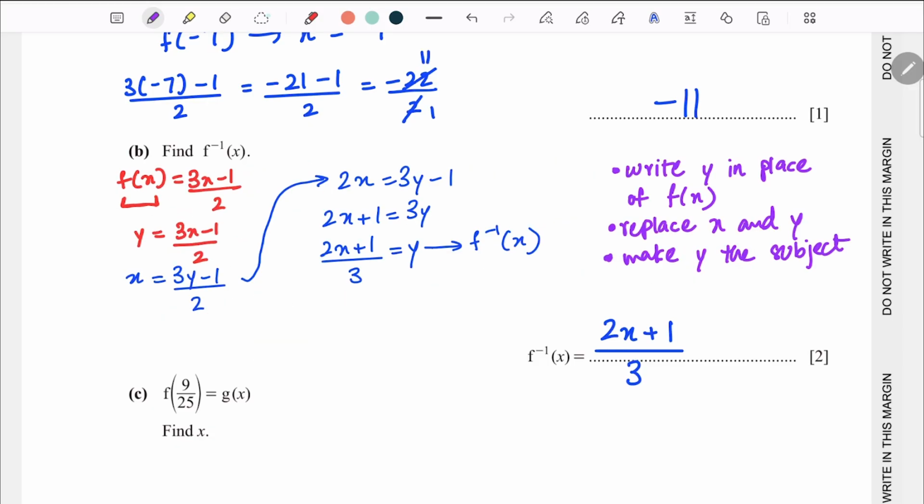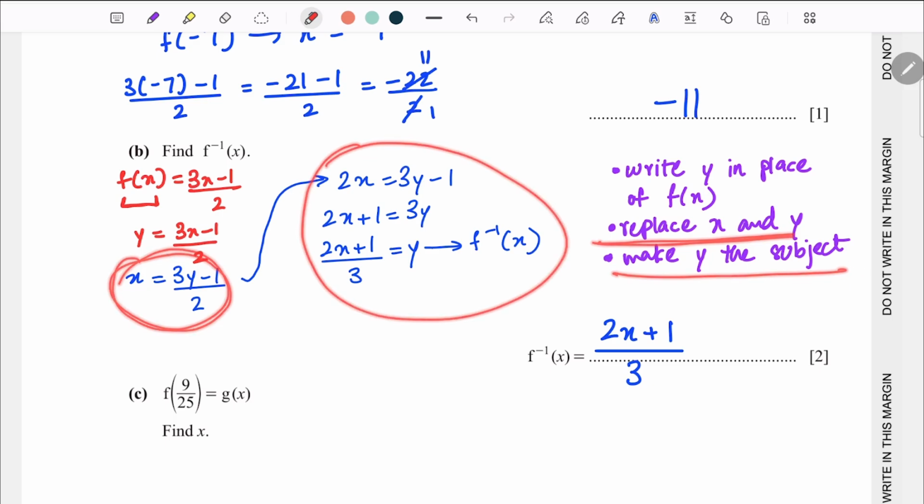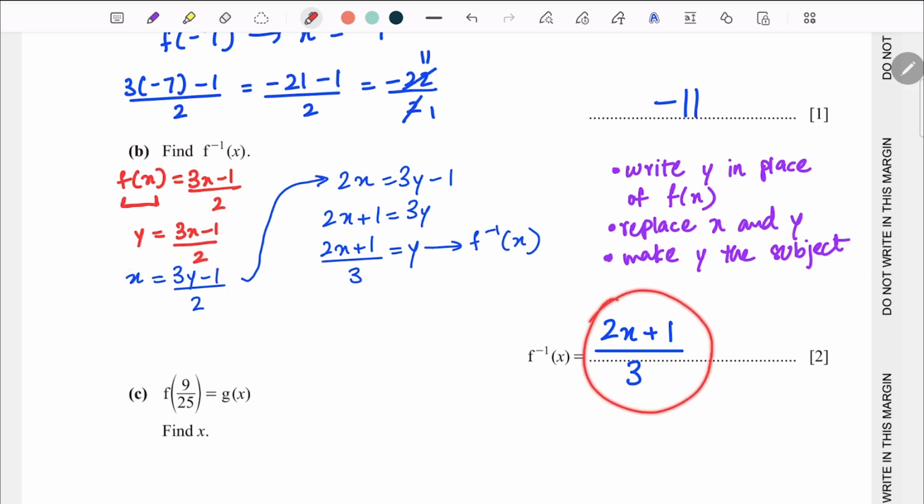So I've written all the steps that we have to follow right over here. The first step was write y in place of fx. We've done that in this step. Then replace x and y. So I've replaced x and y in this step, and make y the subject. This is done in this part. So the final answer is 2x plus 1 divided by 3.